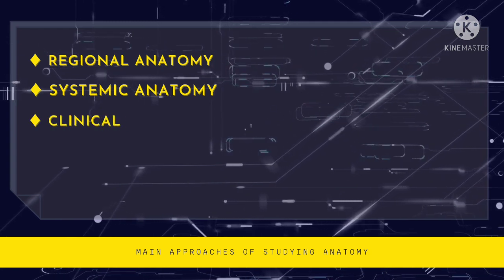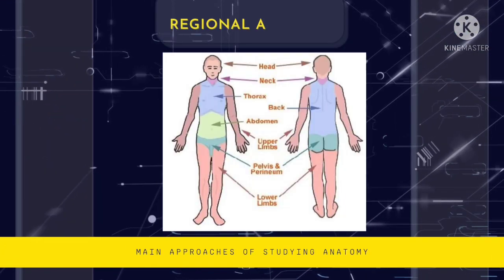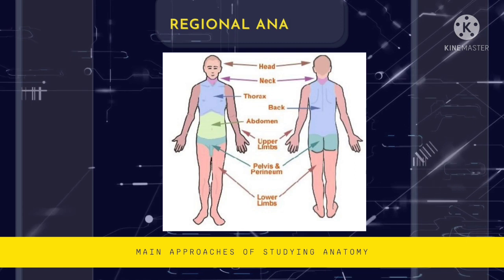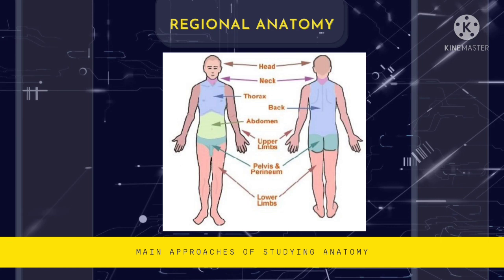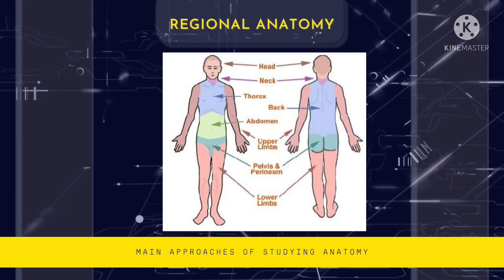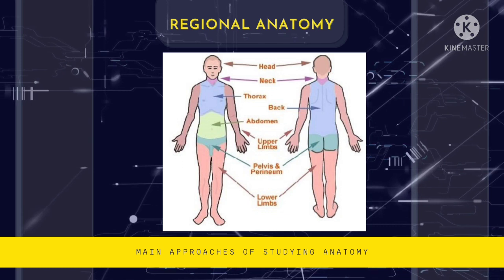Regional and systematic anatomy come under gross anatomy. Regional anatomy: in it we consider the body as organized into segments or parts like thorax, head, neck, abdomen, upper limbs, lower limbs, etc. It is also known as topographical anatomy.